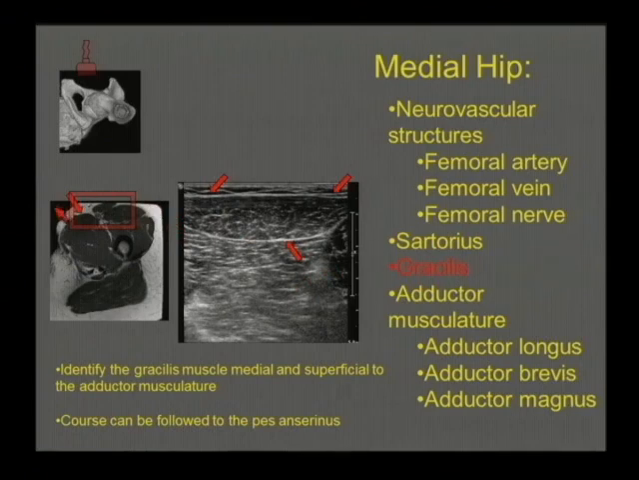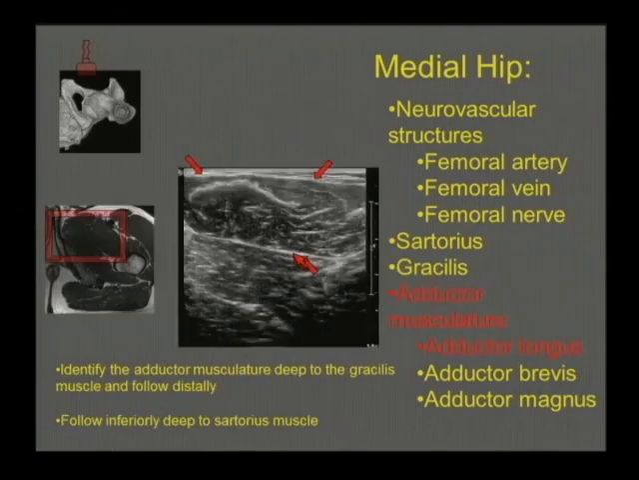Gracilis is visible a little bit more along the medial portion of the thigh. Again, it's going to be a very superficial structure. And deep to that, we're going to get into the adductor musculature. So again, we have the patient in that kind of frog leg orientation. The most superficial muscle that we're going to see is adductor longus, and this is an important muscle to consider.